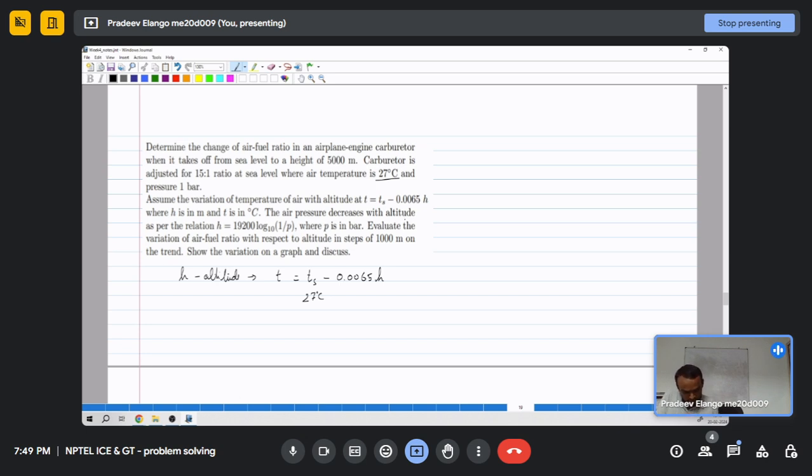And the air pressure decreases with altitude as per the relation. Okay, and that relation is: H is altitude, and it is 192 W0 log base 10 of P0 by P, where P is in bar. Evaluate the variation of air-fuel ratio with respect to altitude in steps of 1000 meters. Any idea how we can solve this?